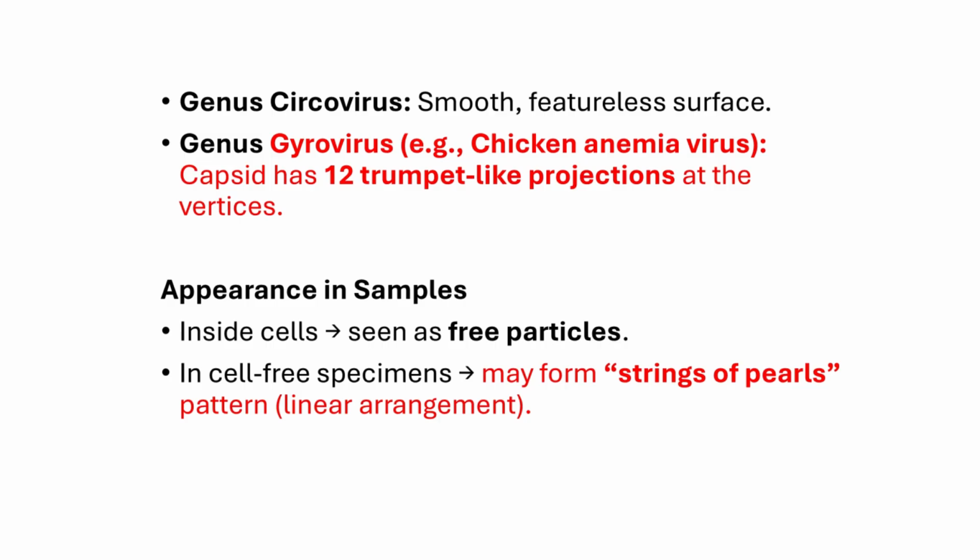Now, let's look at how these viruses appear in samples. Inside infected cells, both circoviruses and gyroviruses may be seen as free, individual particles. However, in cell-free specimens, they can sometimes arrange themselves in a pattern known as strings of pearls, a linear chain-like configuration of virions. This morphology can be a useful visual clue during electron microscopy or advanced imaging. And that completes the overview of their structural appearance.